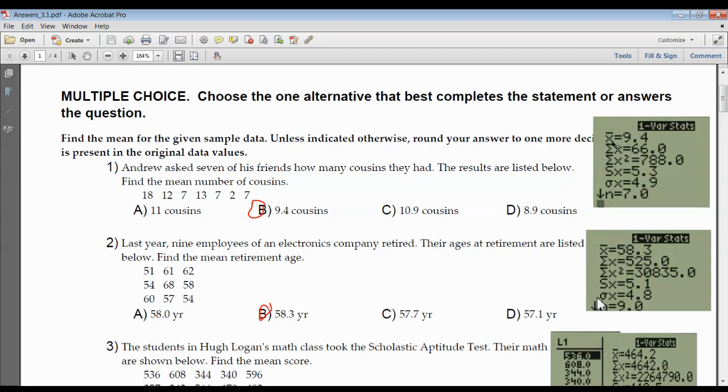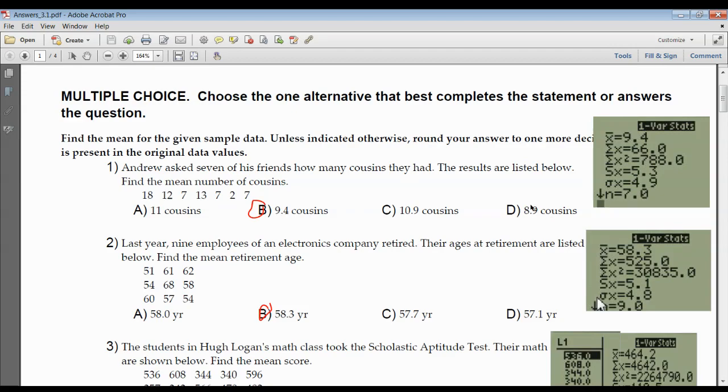What I did here was to put these 7 numbers into a list. I put them into list 1. And then once I had them in, I went back to calculate, and one variable stat, and right at the very top is my X bar. X bar denotes the mean, 9.4.